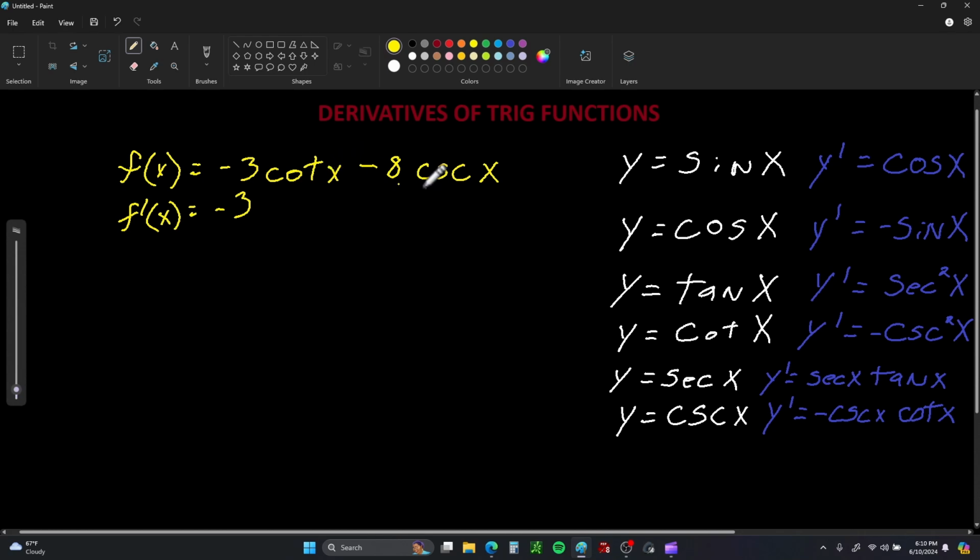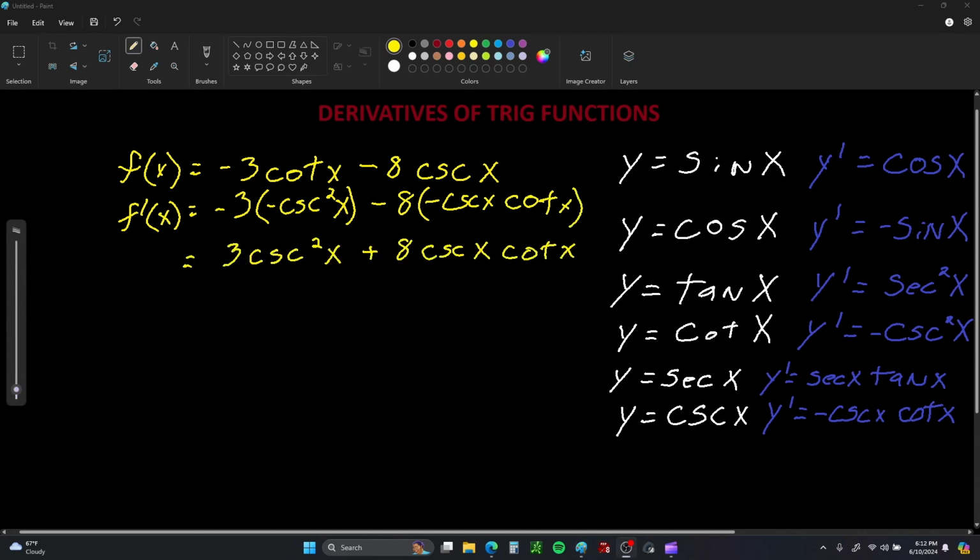The derivative of cotangent is negative cosecant squared x. Minus, keep the coefficient, and the derivative of cosecant x is negative cosecant x cotangent x. Well, this answer is correct. You can factor out a GCF, which is cosecant x, from both terms, and it would look like this.